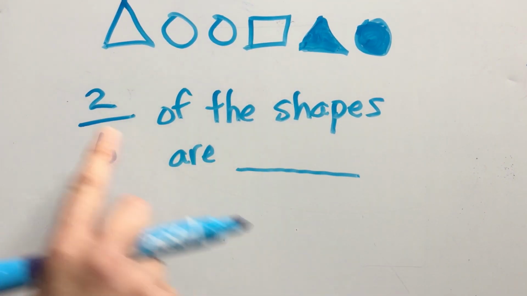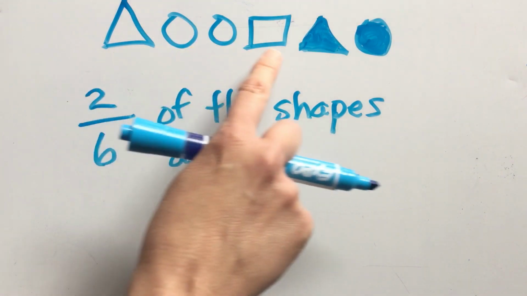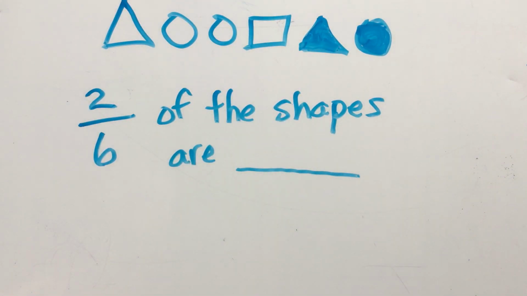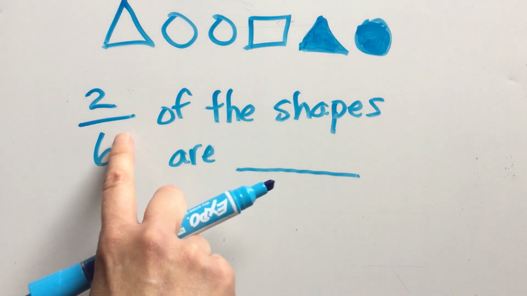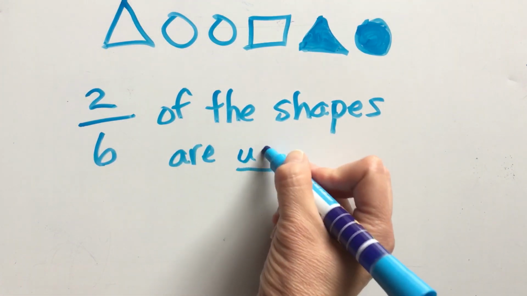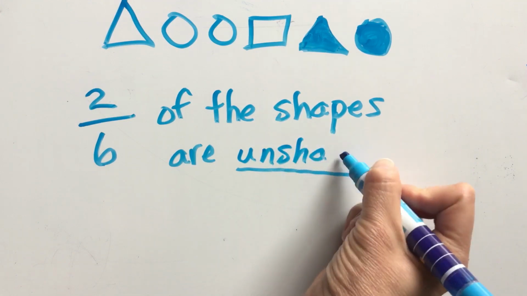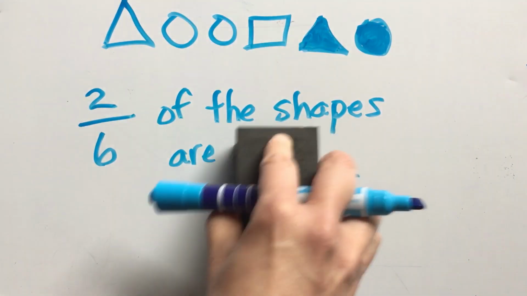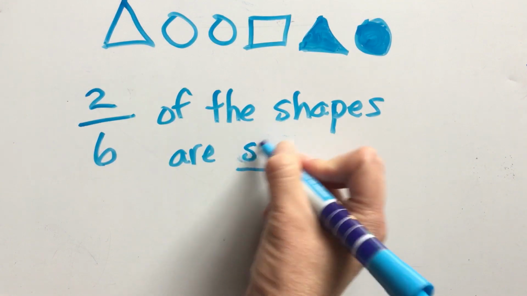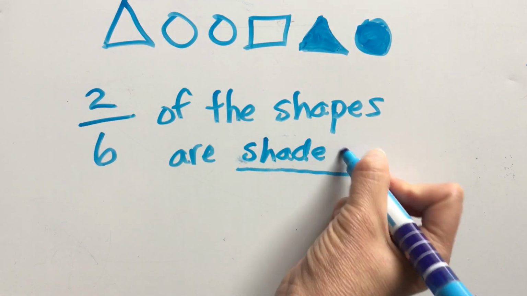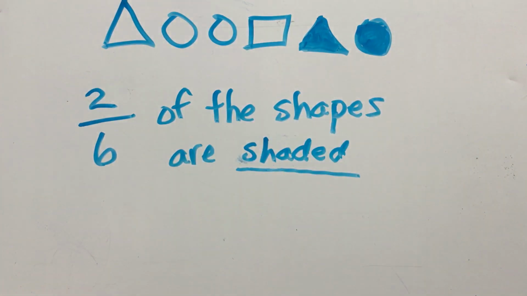Okay, so what's one thing, if we count 2 of, what is there 2 of in the shapes above? Well, you could say 2/6 of the shapes are unshaded. Or, sorry, shaded. My mistake. There's 2 shapes that are shaded. So I can say 2/6 of the shapes are shaded.